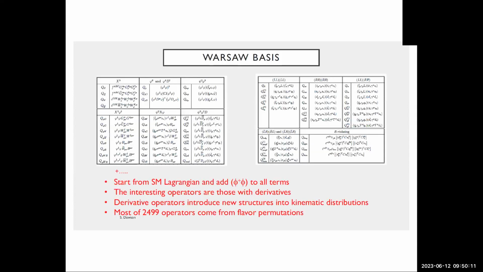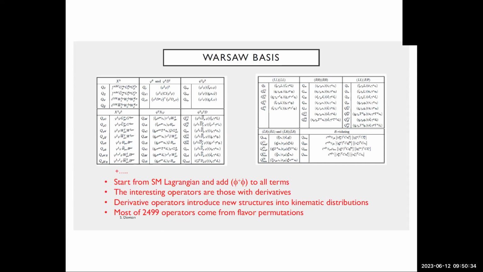So I wrote down a bunch of them here. I don't know if it's too interesting, but you can see there are a lot of new operators here. I didn't write them all, but I talked about operators where you just took the standard model and added phi dagger phi. But of course, there are a lot of other kinds of operators you can add. Where's an interesting operator? Here we go.